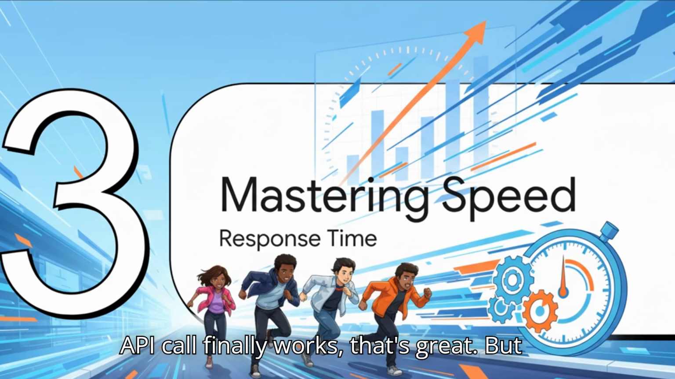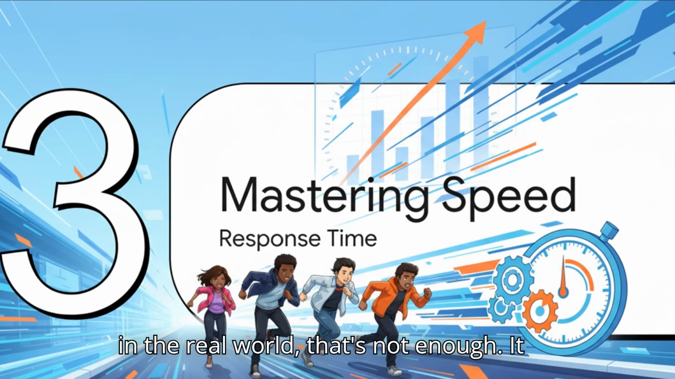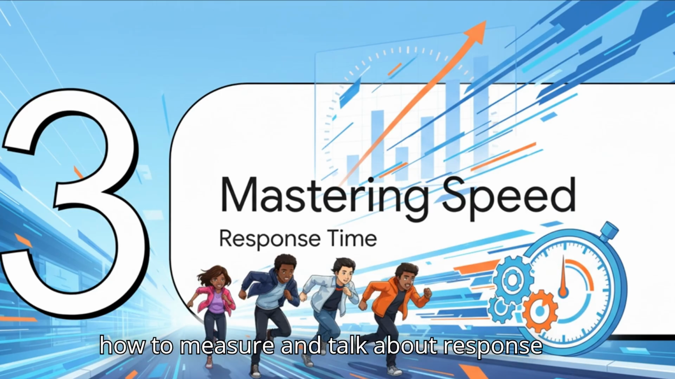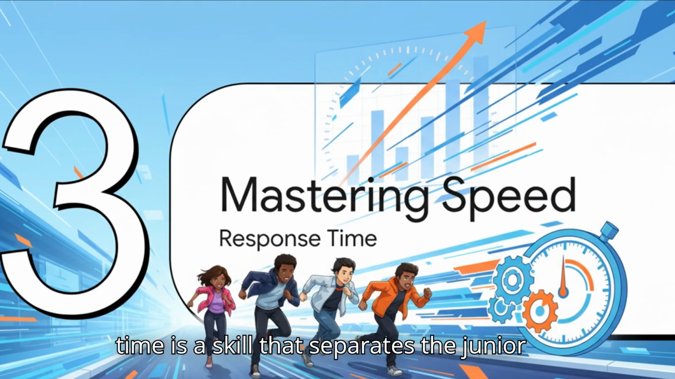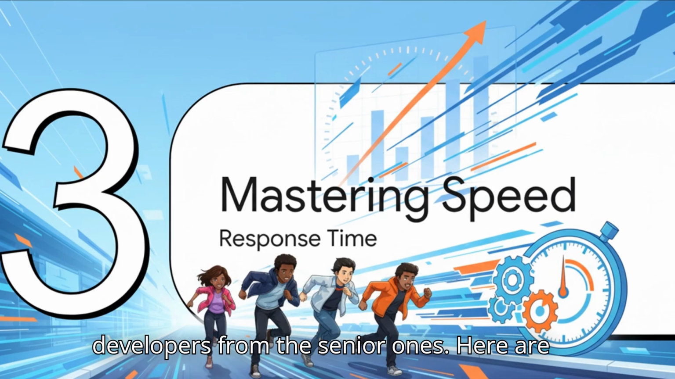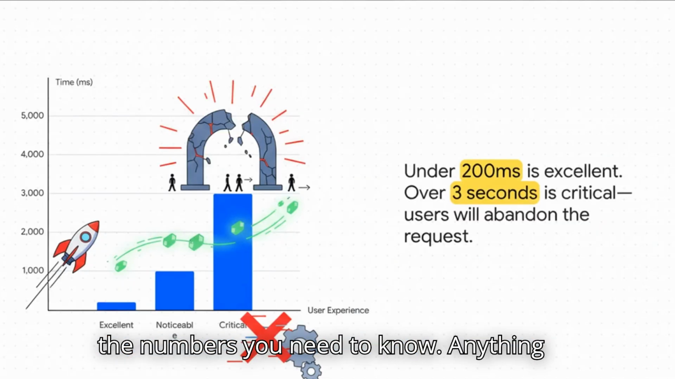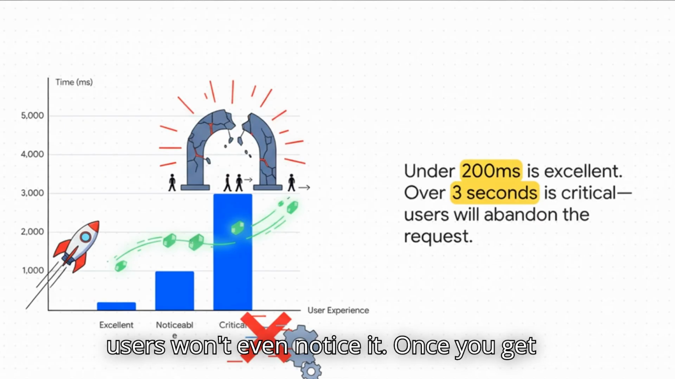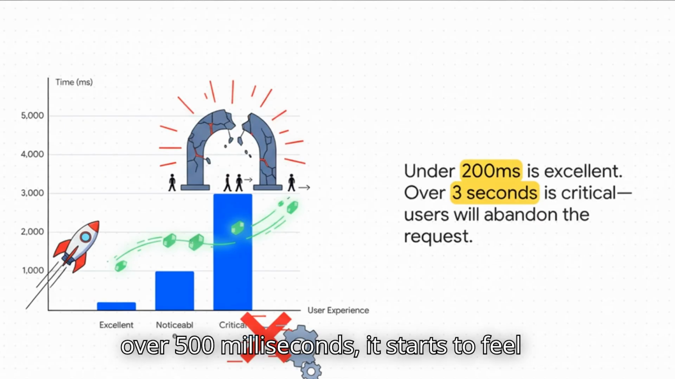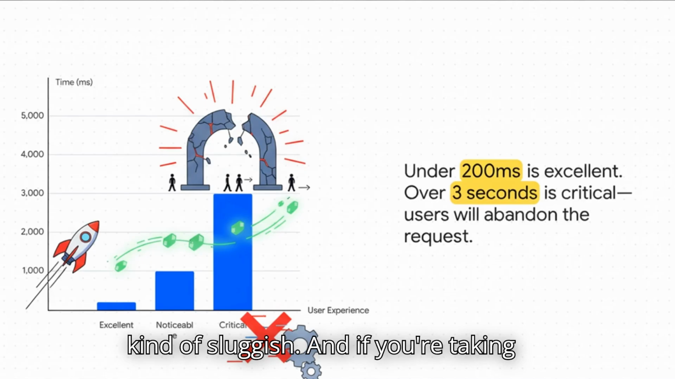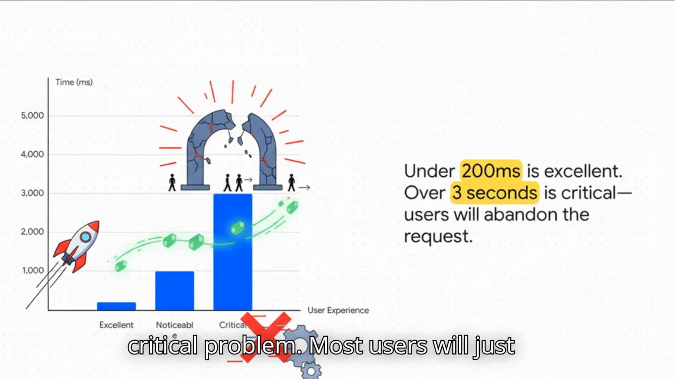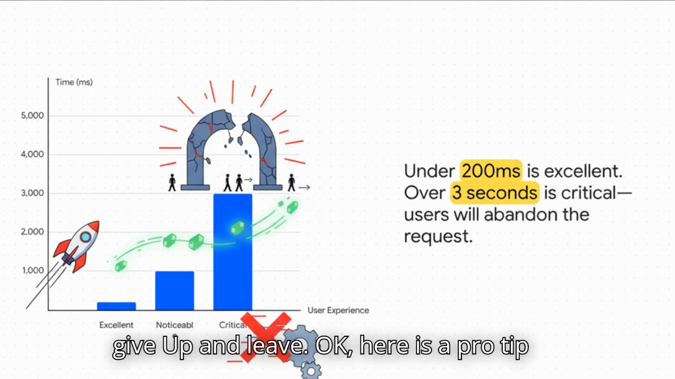So your API call finally works. That's great. But in the real world, that's not enough. It also has to be fast. Seriously, knowing how to measure and talk about response time is a skill that separates the junior developers from the senior ones. Here are the numbers you need to know. Anything under 200 milliseconds, that's excellent. Users won't even notice it. Once you get over 500 milliseconds, it starts to feel kind of sluggish. And if you're taking more than 3 seconds, well, that's a critical problem. Most users will just give up and leave.